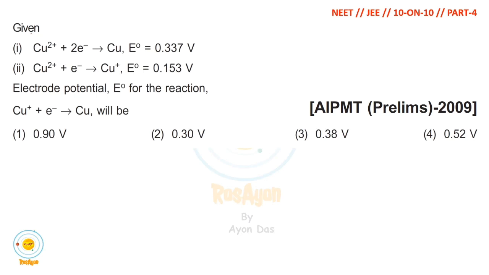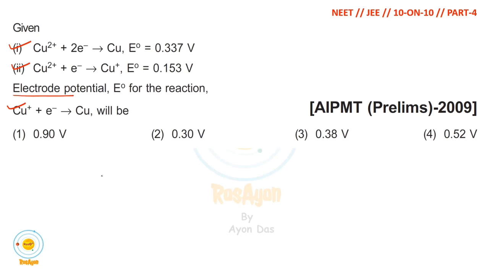Now see the fifth problem. Here the electrode potentials during the change from copper plus 2 to copper, and from copper plus 2 to copper plus are given. You have to determine the electrode potential during the change from copper plus to copper. Now I will give a trick to calculate this type of problem.